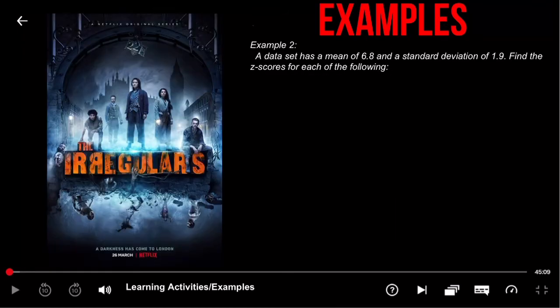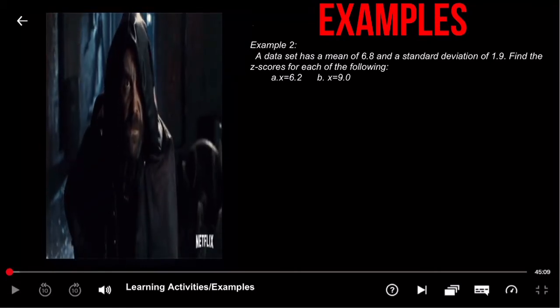Example number 2. A data set has a mean of 6.8 and a standard deviation of 1.9. Find the z-score for each of the following. A, x is equals to 6.2, B, x is equals to 9.0.